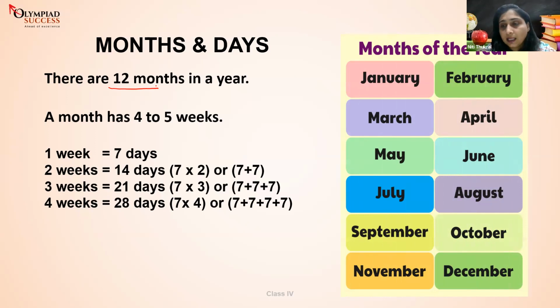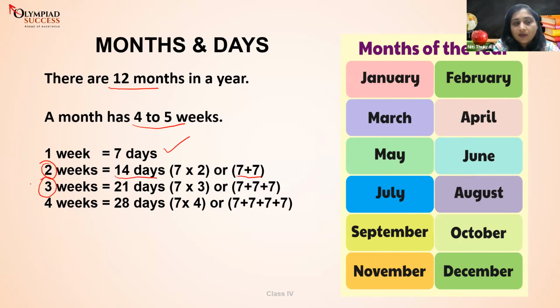Very good. And in 1 month, there are 4 weeks, but it can sometimes extend to 5 weeks. So there can be 4 to 5 weeks in 1 month's time. This we have already discussed. 1 week has 7 days. So now if I ask you, how many days are in 2 weeks? Definitely 7 plus 7. This is repeated addition, and you know that repeated addition is multiplication. So we are multiplying 2 times 7 and we get 14 days.